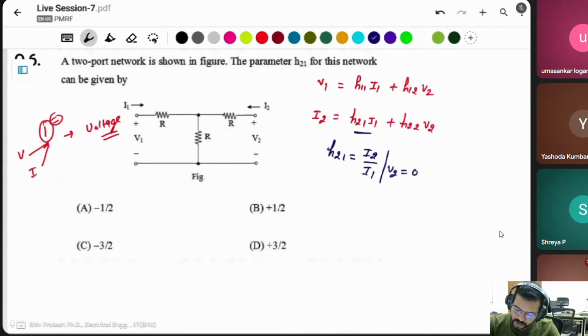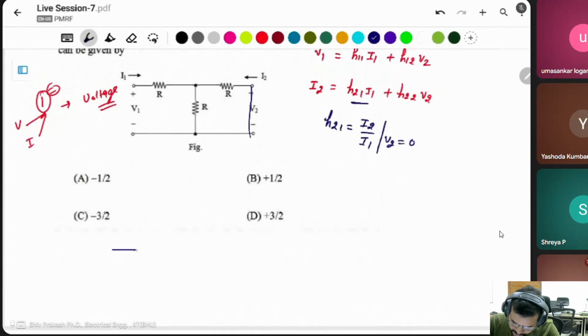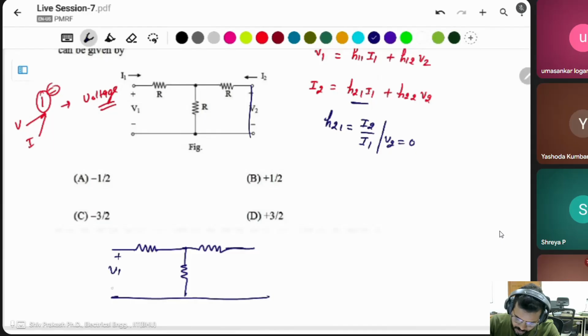Then we have to solve this one. Okay, I write the circuit here. This is V1. This was I1, R, R, R. We have to solve this one. This current is I2, V2.